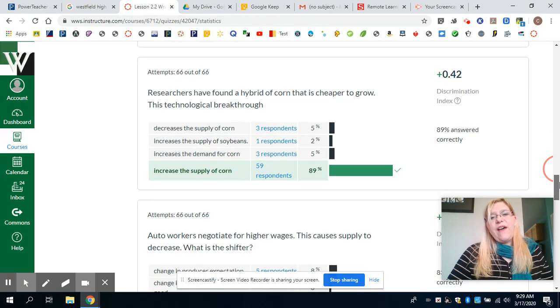Researchers have found a hybrid of corn that is cheaper to grow. This technological breakthrough increases the supply of corn. We learn this. This is one of our shifters. If there's a technology, an increase in technology is going to increase the supply of that item. Okay, that's going to increase supply.